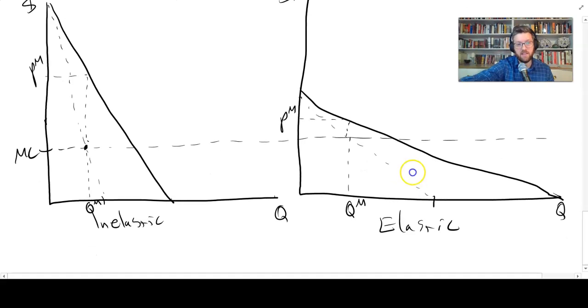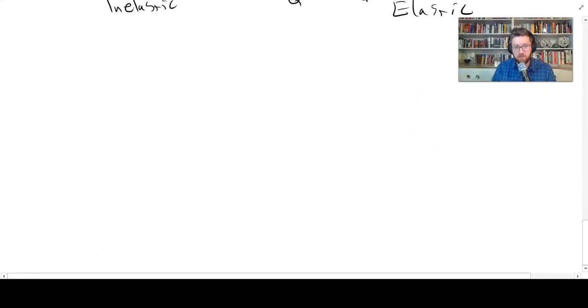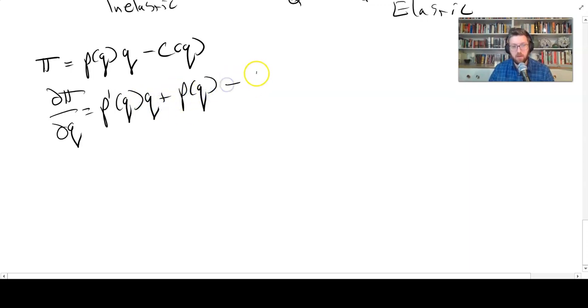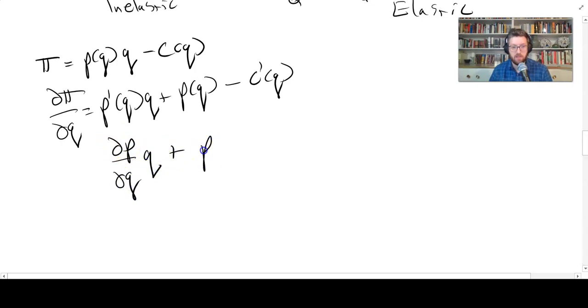So we can lastly see this with some algebra too, or with some calculus. Let's set up our monopoly profit function one last time. Let's take the derivative again. But let's now write this in a slightly different way. So instead of writing p prime of q, I'm going to write the partial derivative of p with respect to q times q plus p minus marginal cost. That's all equal to 0.